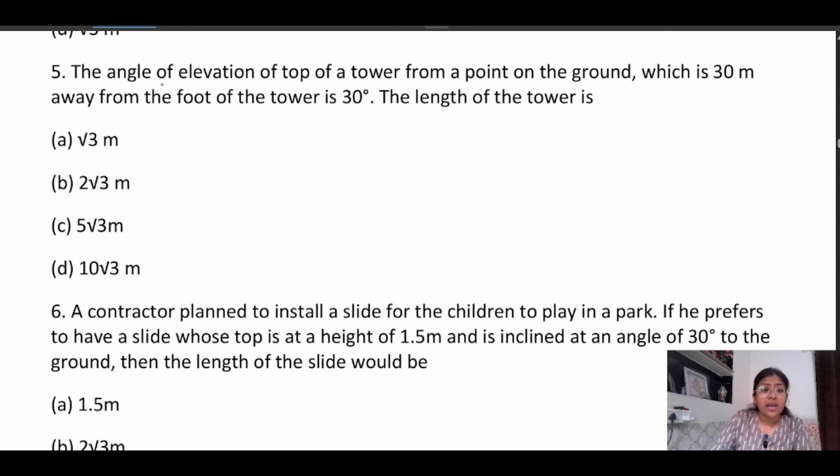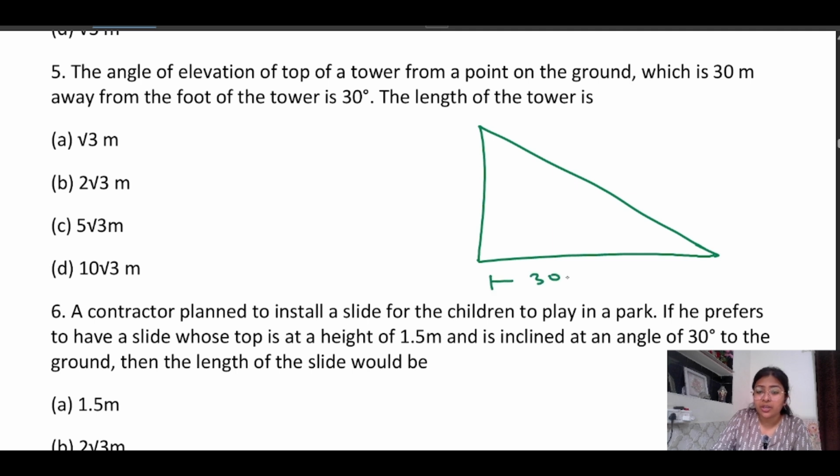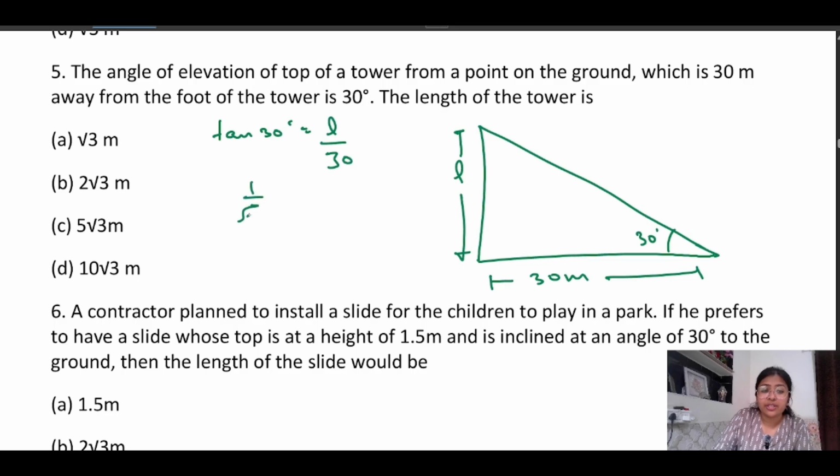The angle of elevation of the top of a tower from a point on the ground which is 30 meter away from the foot of the tower is 30 degree. Find the length of the tower. This is the tower. We need to find out its length. So tan 30 again is equals to L over 30. The value of tan 30 is 1 over root 3. Simplify this, solve this. The value of L is 30 over root 3. Rationalize this. You will get 10 root 3.